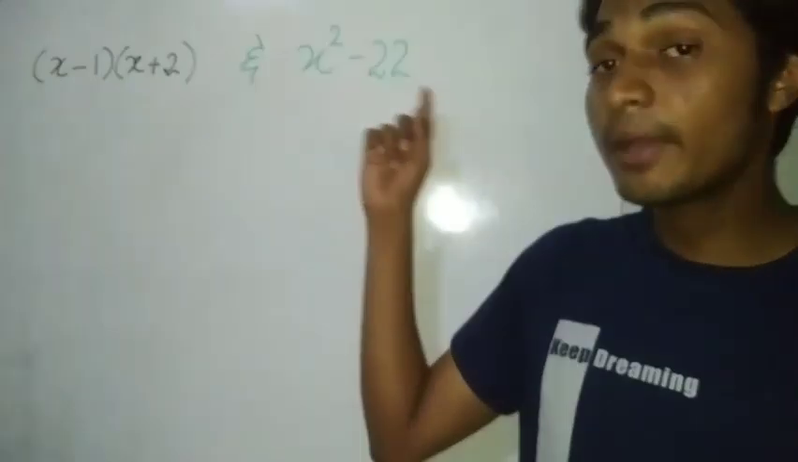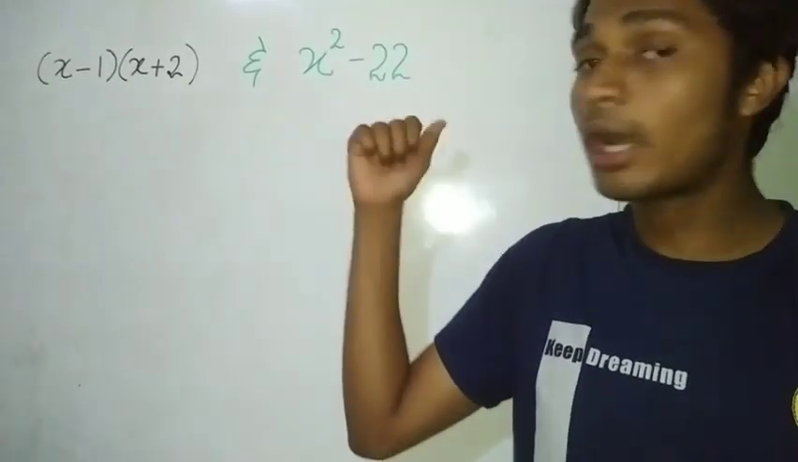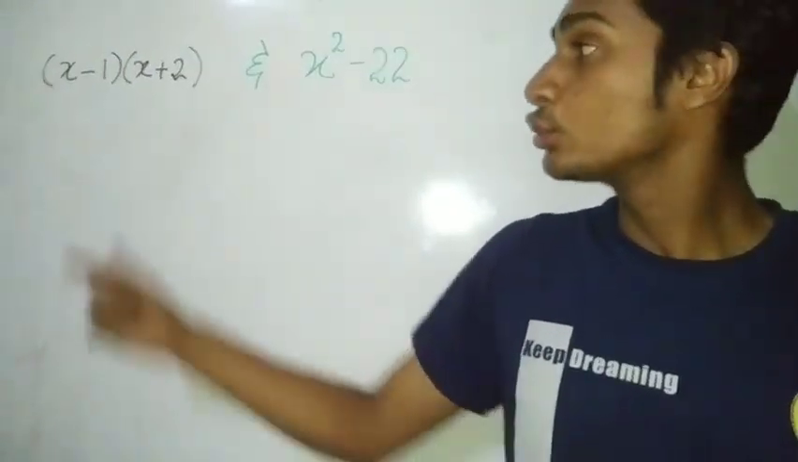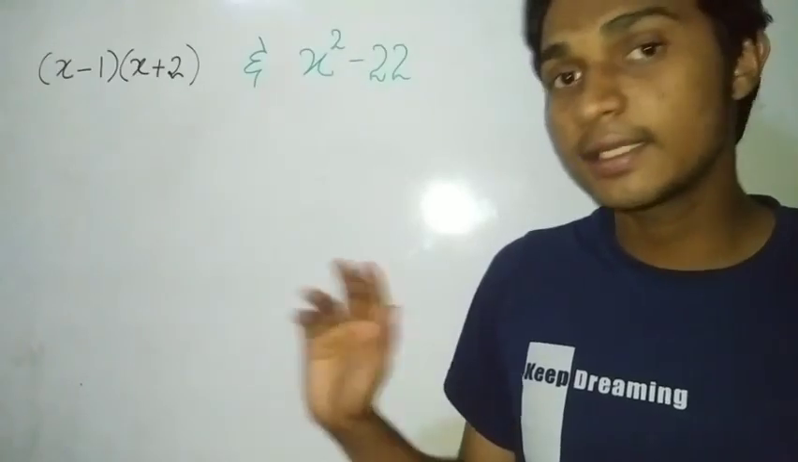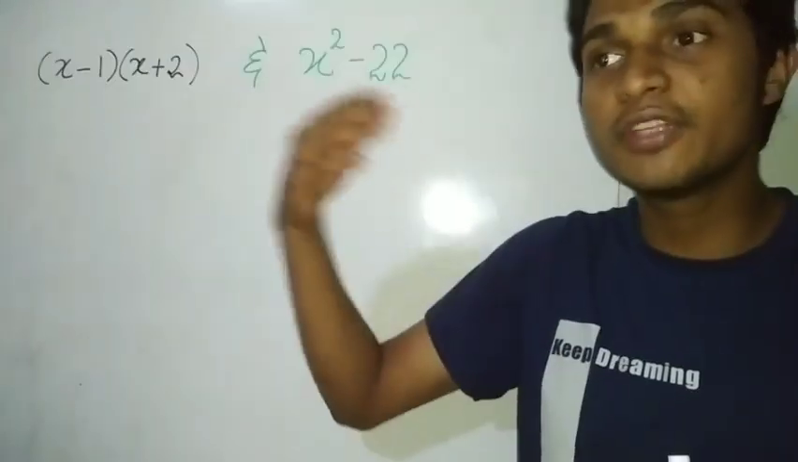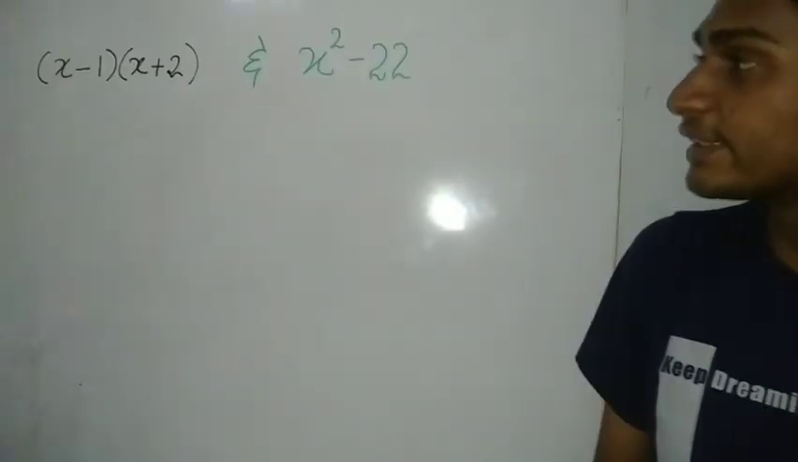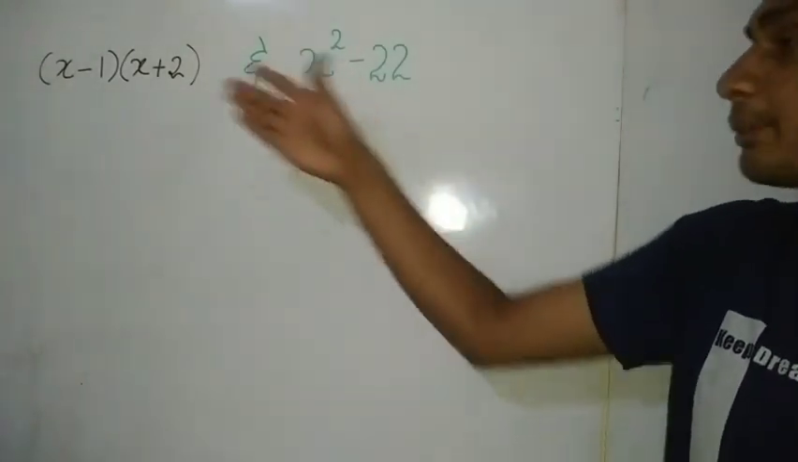Now if you consider x squared minus 22, remember this 22 is not a square number, so you can't apply difference of two squares here. So these are two terms, that's it, done. You can't do anything further, you just have to find the LCM of these two terms, right? You can apply any method you like to find the LCM. So let me do the division method.